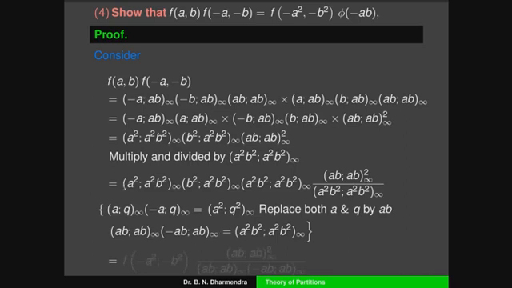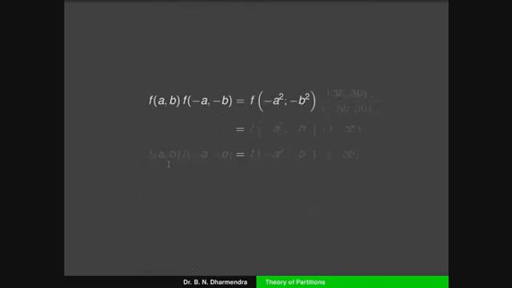So therefore the first term can be written as f of minus a square minus b square, and the remaining term is ab infinity whole square divided by the denominator, which is ab infinity into minus ab infinity. We can cancel one ab infinity in the numerator and denominator. So it can be rewritten as f of ab into f of minus a minus b is equal to f of minus a square minus b square into ab infinity divided by minus ab infinity. So this is the definition of phi of ab.